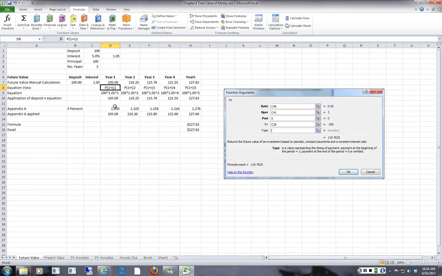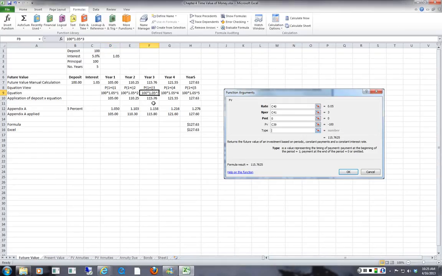Now we've got here an equation. It's another way we can do it. And the equation is P, which is the principal, and it's multiplied by 1 plus I. I is the interest rate, and the first year it's to the first power. The second year is to the second power. The third year it's to the third power, and so on. So the fifth year it's that equation, P in the brackets of 1 plus I to the fifth power. And then I've got the equation printed out here as to what that is.